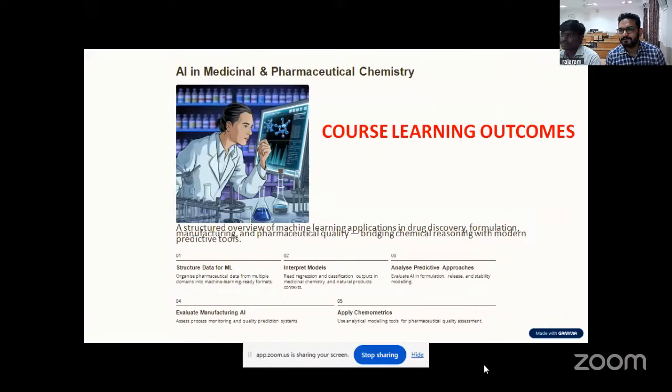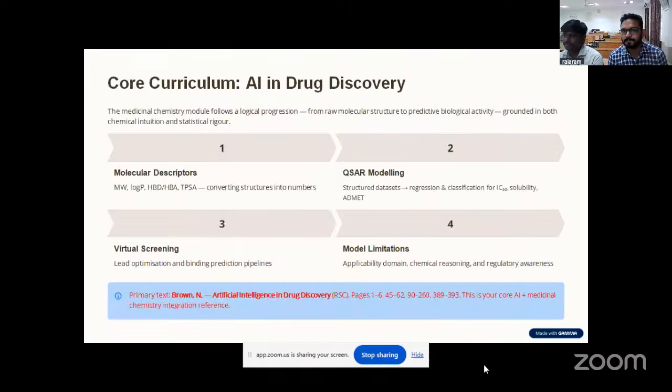Before going to the syllabus, let us see what the course learning outcomes are. As per the regulatory bodies, we have to see what the students should get after the syllabus is taught. So we have structured data for ML, machine learning. We have interpret models, analyzing predictive approaches, evaluating manufacturing AI, and applying chemometrics as per the regulatory bodies.